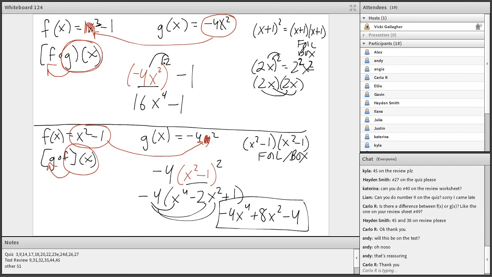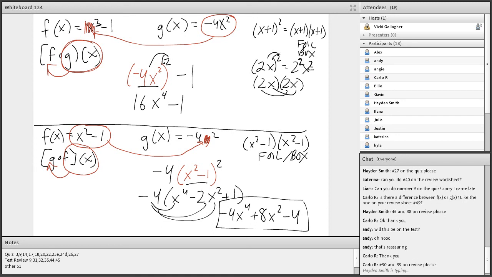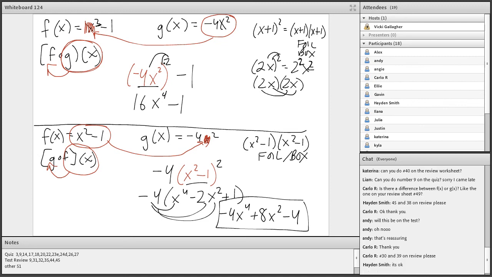Okay, Hayden, I know I'm going to skip number 27 because I don't even have enough time to answer the rest of these questions. So I'm going to do what I can, but I don't know that we're going to be able to go over all these questions because we're supposed to be done in 1 minute. Where am I? 40 on the review. 40. Okay.